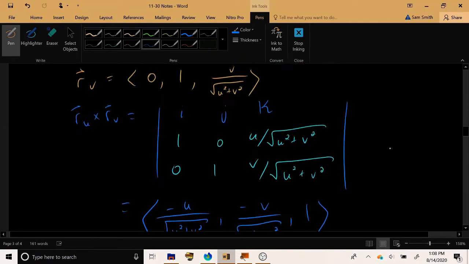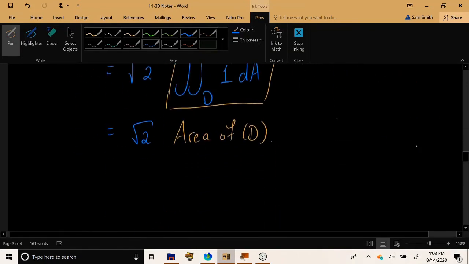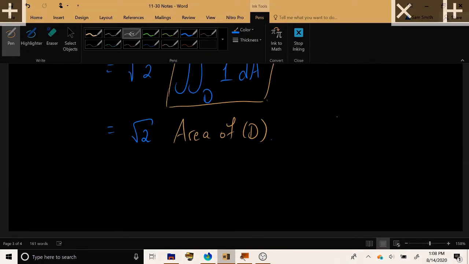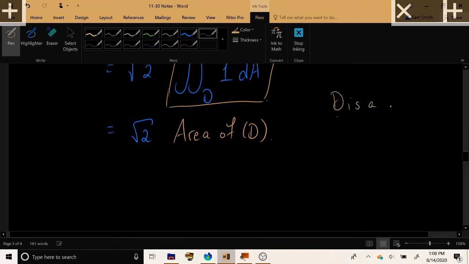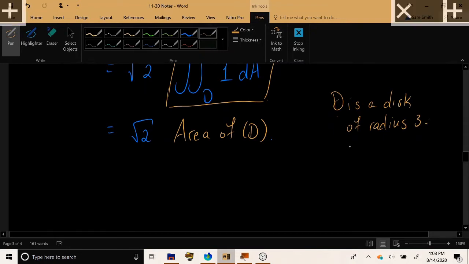Now D we called the disk of radius 3. U squared plus v squared less than or equal to 9 represented the disk of radius 3, which means that its area is going to be equal to radius squared times pi. And so as a result, we get for the surface area of the cone square root 2 times the area of the disk, 9 pi.